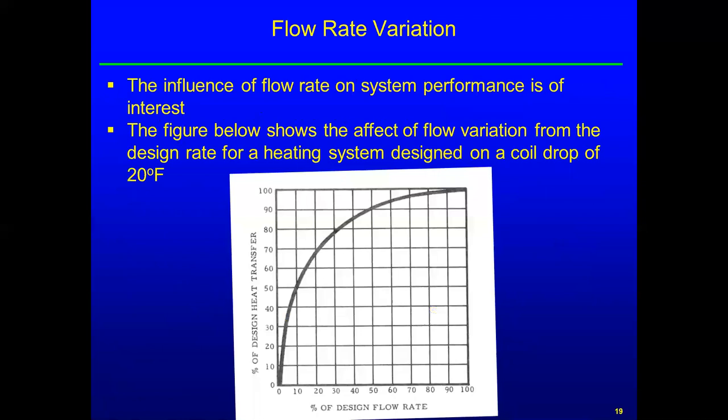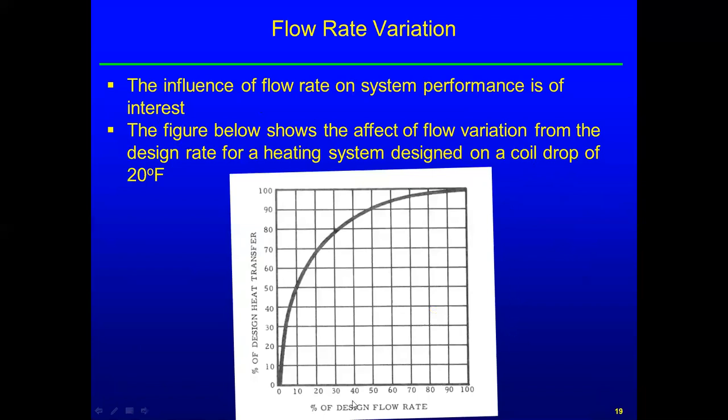Okay, the influence of flow rate on system performance is of interest. This figure is very important, so we'll spend a little bit of time here. The figure below shows the effect of flow variation from the design rate of a heating system designed for a coil drop of only 20 degrees. But it's common to have not huge drops on some of these heating coils. But again, that's up to the designer.